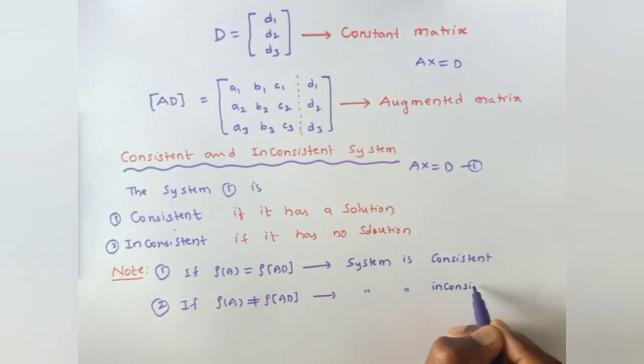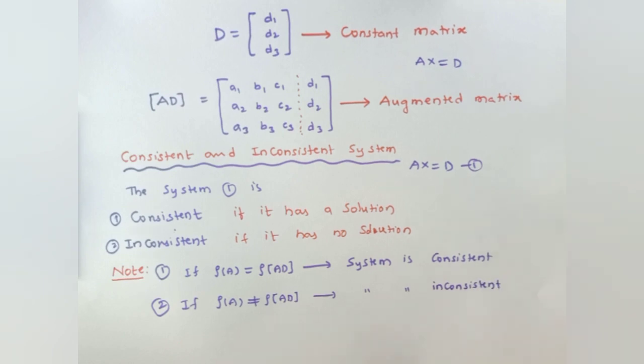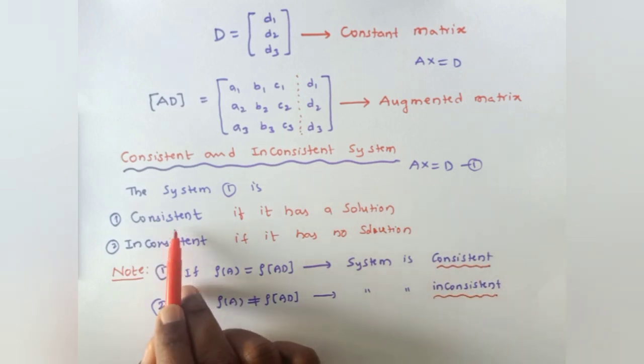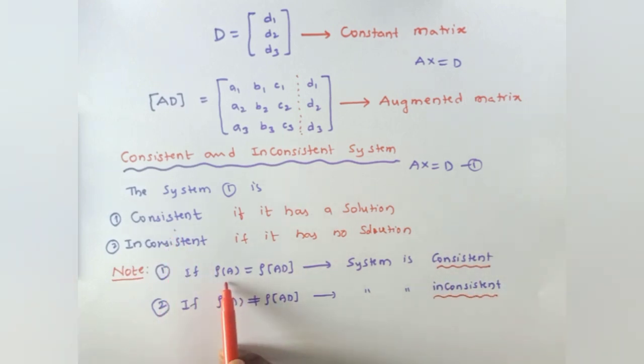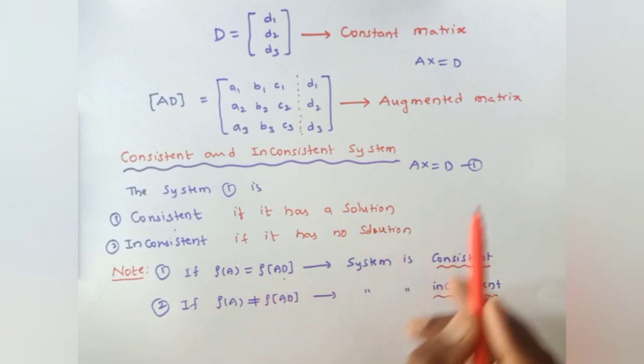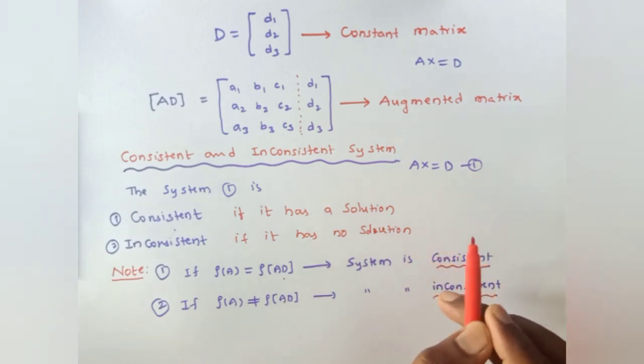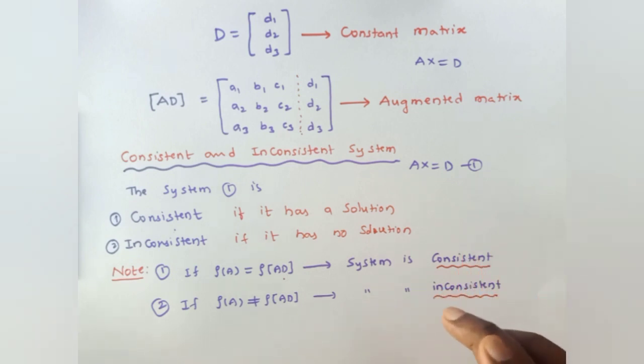Okay, so try to find the rank for the augmented matrix and A. If rank A is the same as rank of AD, we say that the system is consistent. If it is not equal, then the system is inconsistent. So already we know what is consistent and inconsistent. By using rank of A equal to rank of AD, directly we say that the system has a solution, and rank of A not equal to rank of AD means the system has no solution, that is inconsistent. So remember these two words, consistent and inconsistent.